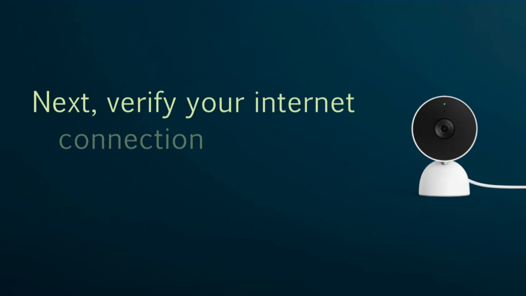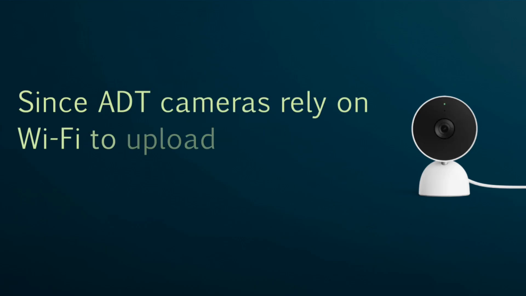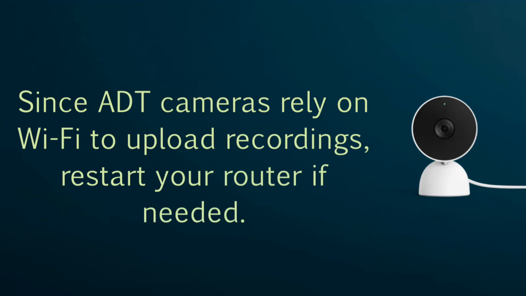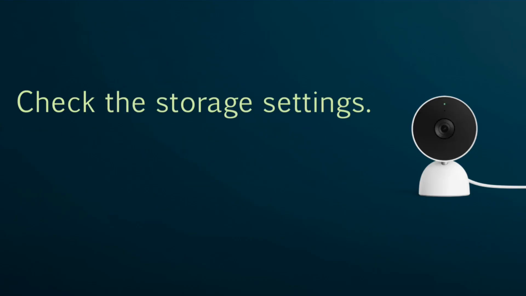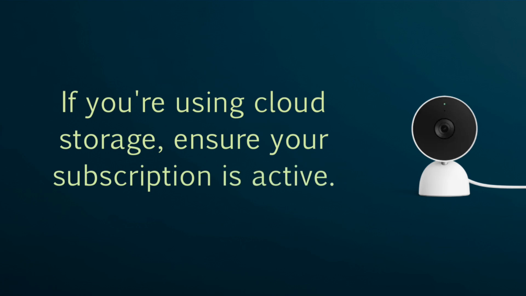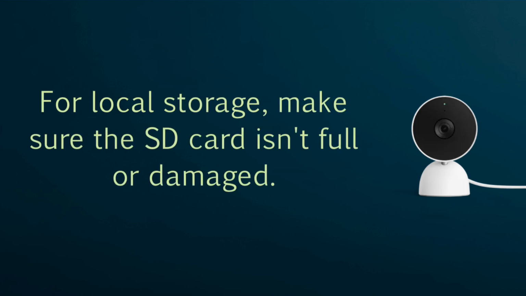Next, verify your internet connection is stable, since ADT cameras rely on Wi-Fi to upload recordings. Restart your router if needed. Check the storage settings. If you're using cloud storage, ensure your subscription is active. For local storage, make sure the SD card isn't full or damaged.